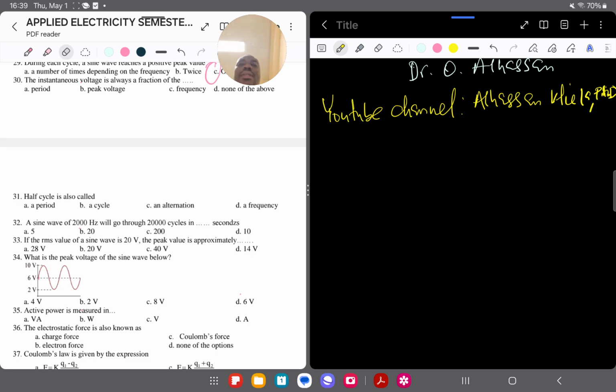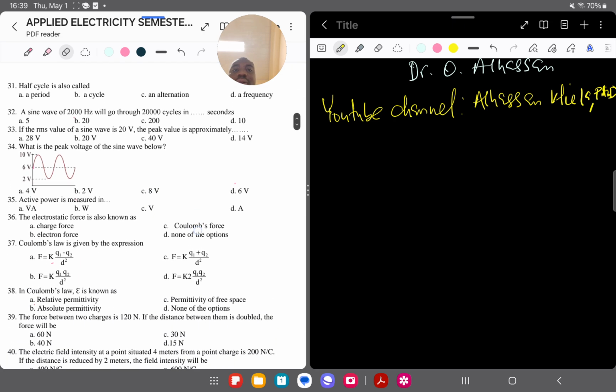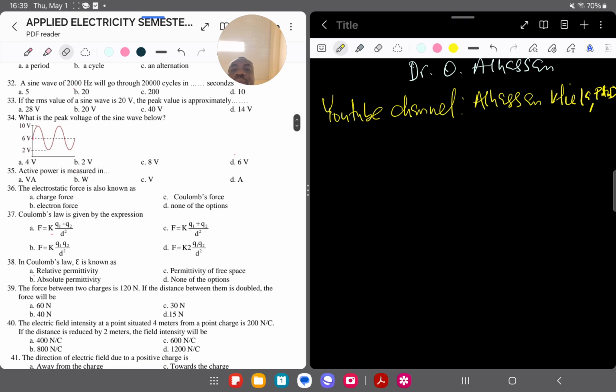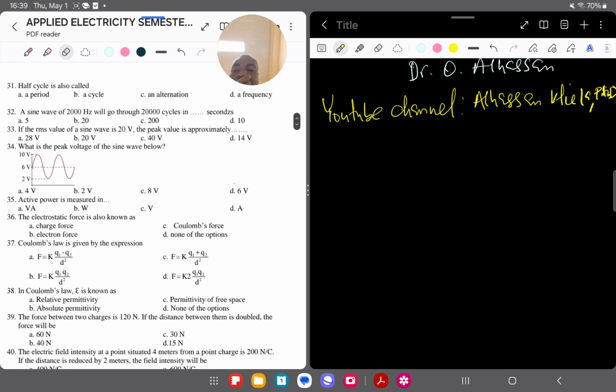Okay, so let's continue from where we stopped. And this is a solution for the applied electricity first semester examination, 2022-2023 academic year, right? So let's continue from question 31. I have question 31. Half a circle is called, right?